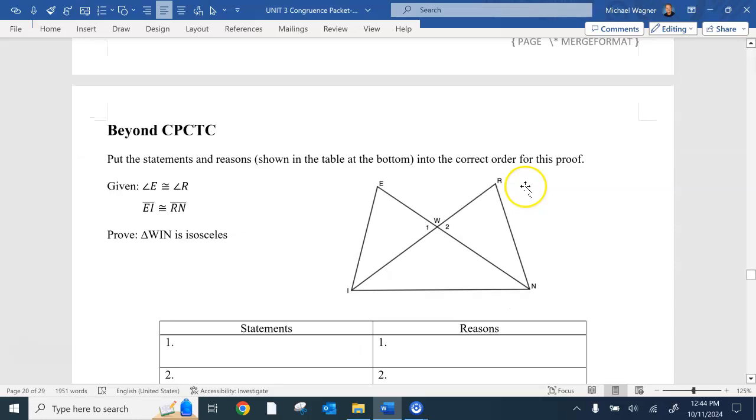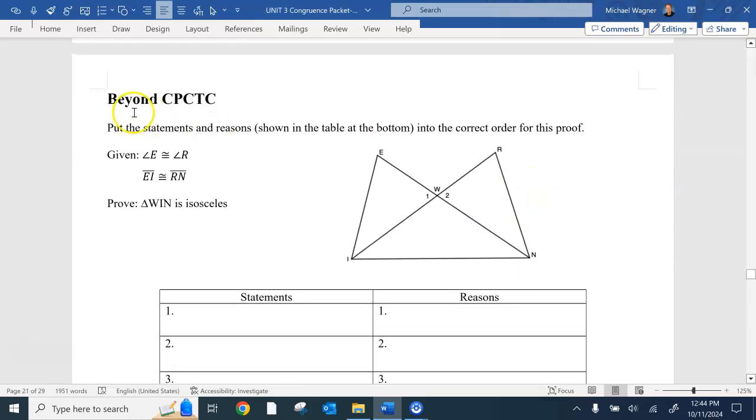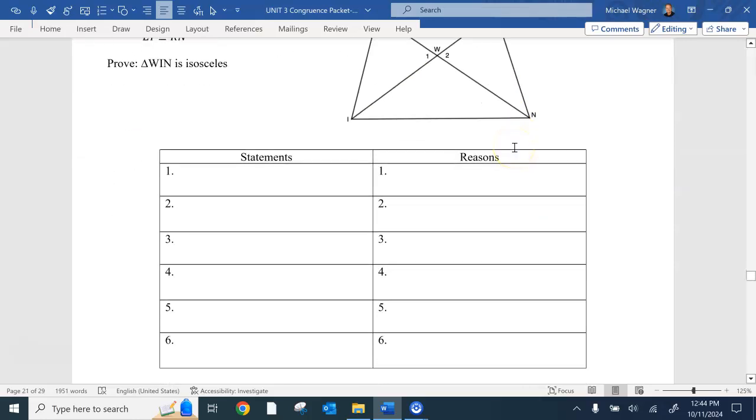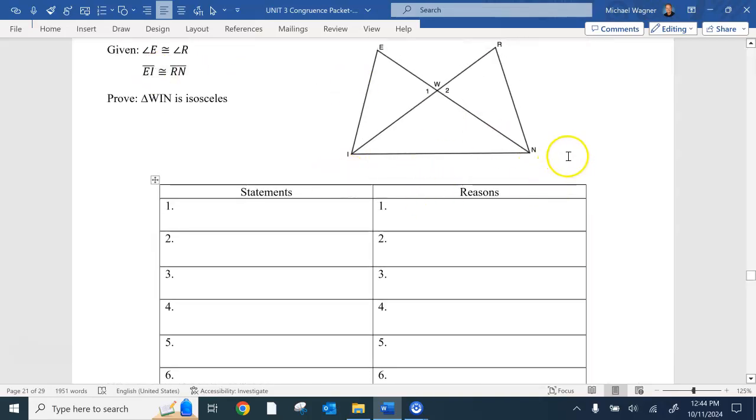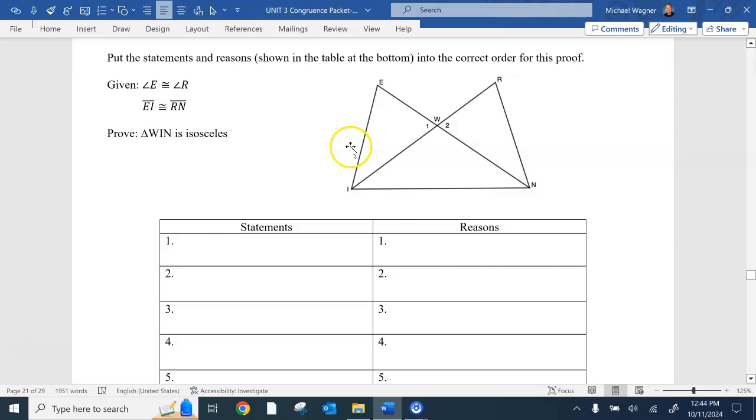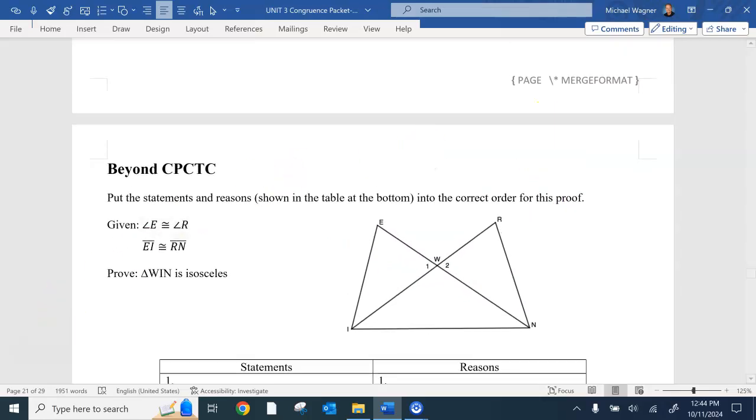So now what you're going to do is, in the next few pages, there's one that says Beyond CPCTC that I want you guys to go ahead and try out and then show me what you get and we'll go from there. Oh, one last thing. Make sure to show me your notes so I can give you an A for the day on your notes, okay? Great job.